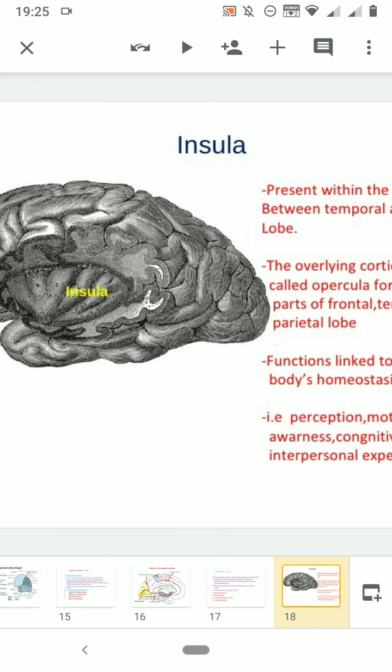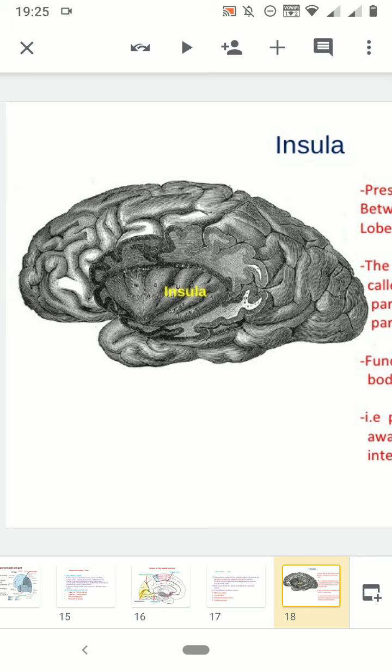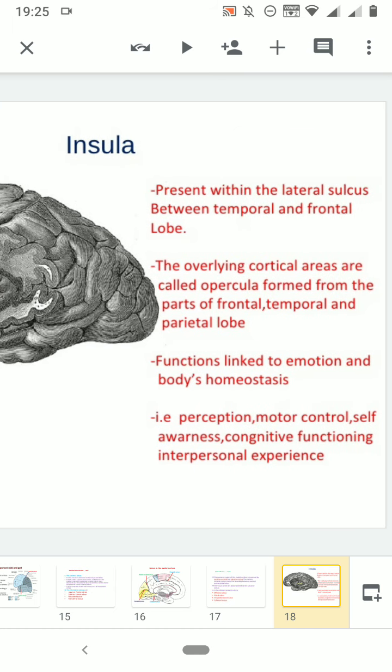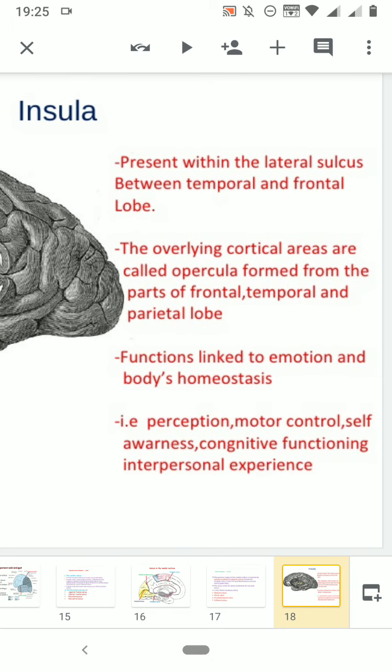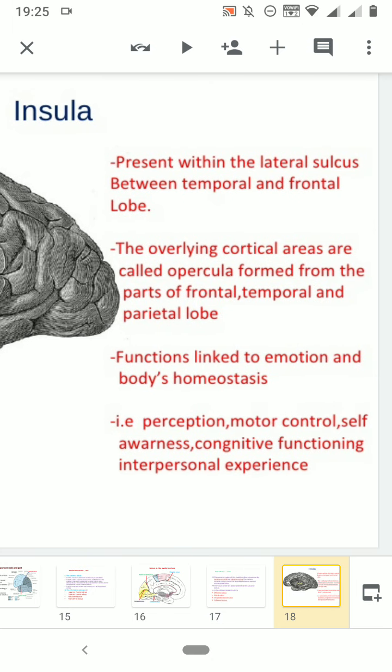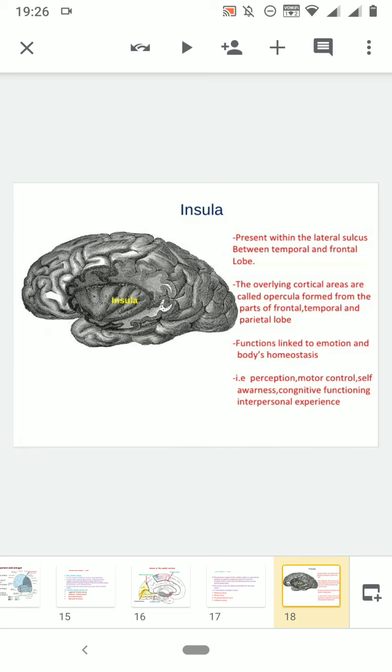We have talked about the insula, which lies hidden when we retract the lateral fissure, or the lateral sulcus. On retracting the lips of the lateral sulcus, we are going to see a hidden cortex, which is nothing but the insula. So you can see over here the insula. Sometimes it is considered as the fifth lobe of the cerebrum. The overlying cortical areas are called opercula, which are formed from parts of the frontal, temporal and parietal lobes. So the opercula are actually covering this insula, and the insula is linked to emotions and body homeostasis, perception, self-awareness, cognitive function, interpersonal experiences. So it has some complex functions.